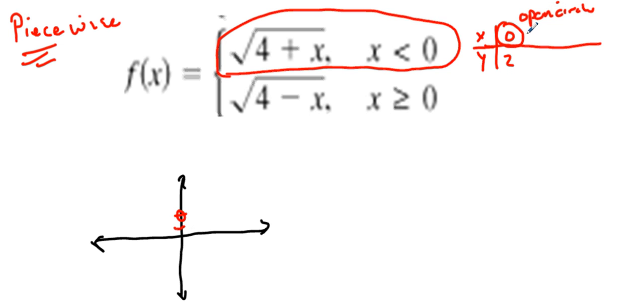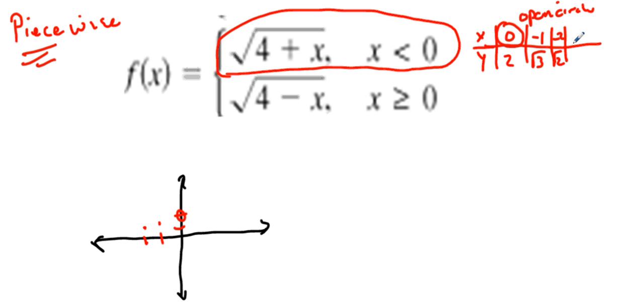Now we're going to plug in some other values, but only values that are less than 0. So what's a value less than 0? Like -1. When you plug in -1, we have the square root of 3. That's not a really cool point, and I'm not going to graph it, but it would be somewhere between 1 and 3, so probably right here. Then -2 gives us the square root of 2, which is a little bit lower, somewhere right there.